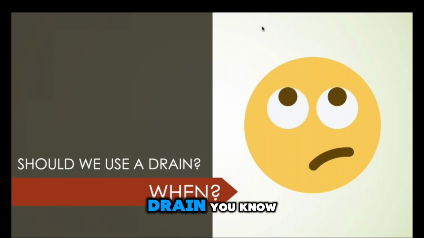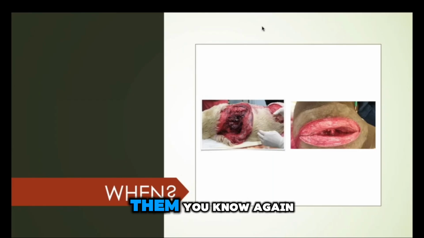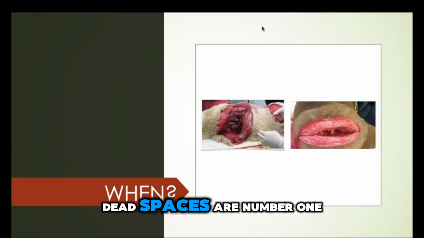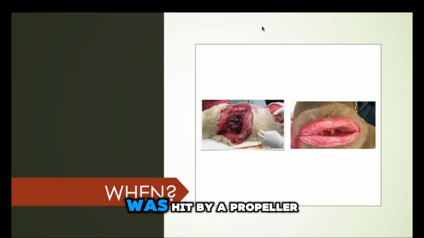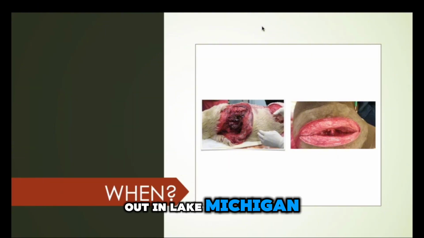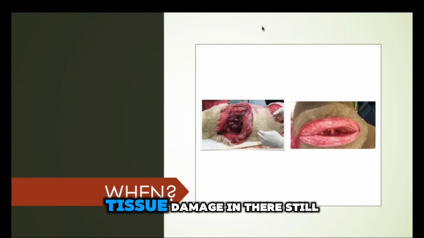So should we use a drain? Again, it depends on a lot of things, but when do we use them? Again, dead space is our number one offender. It's the number one reason why we should be placing a drain. If we're hoping to use a drain in this dog, which is a dog that was hit by a propeller out in Lake Michigan, there's a lot of tissue damage in there still.